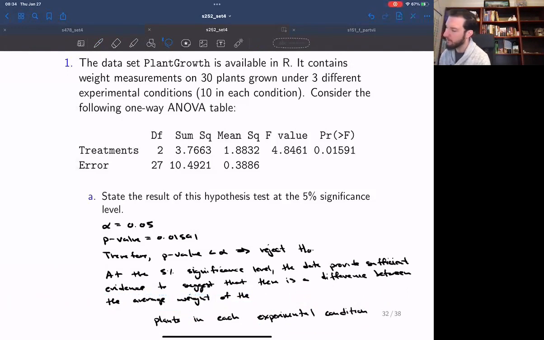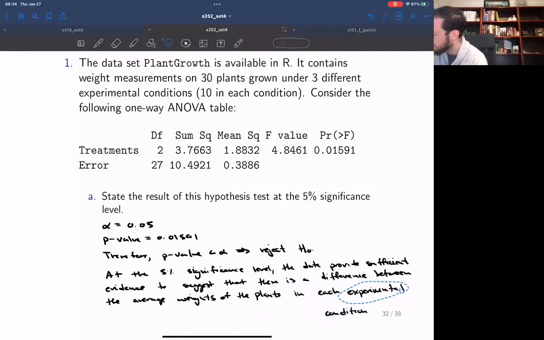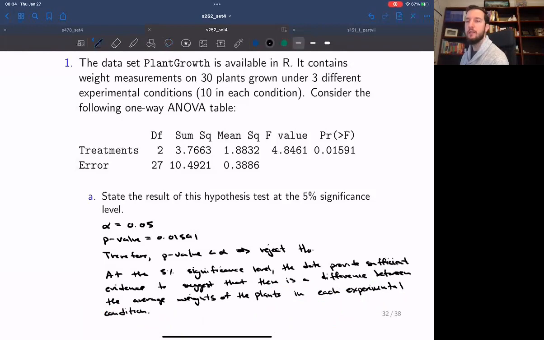There is a difference between the average weights of the plants in each experimental condition. Okay, so basically there's evidence that a difference exists between average weight.